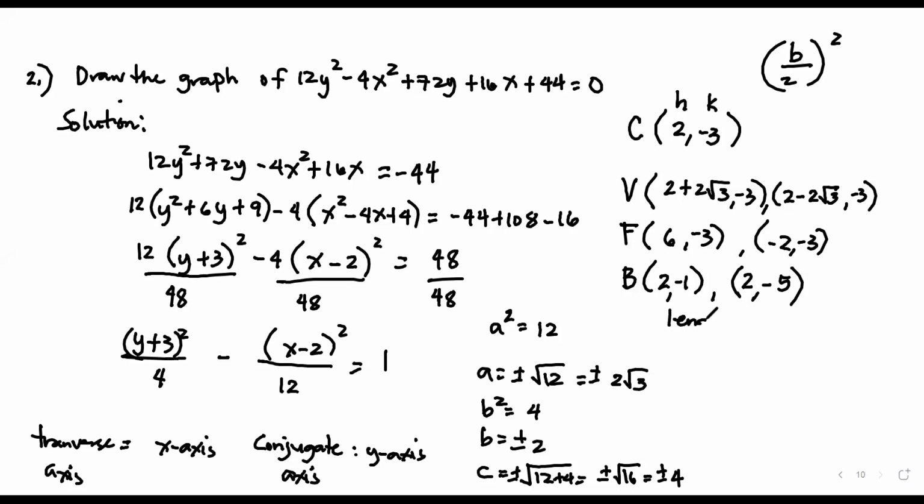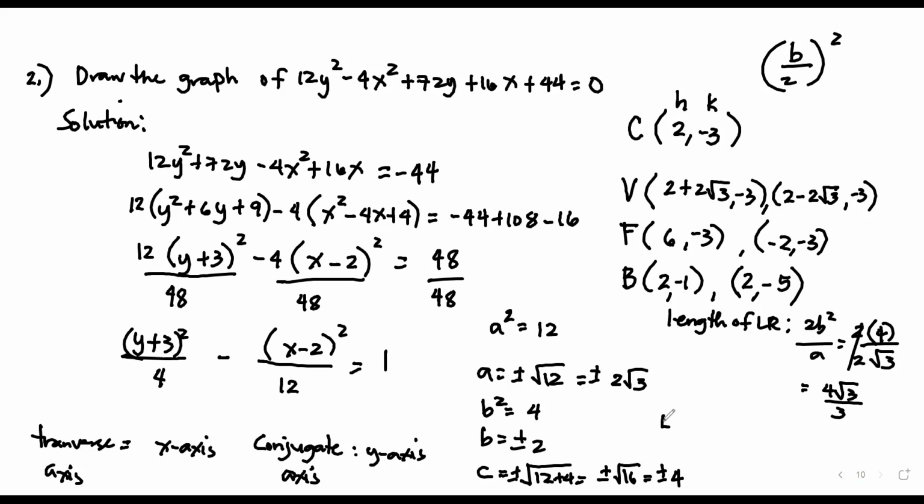The length of the latus rectum is 2b squared over a. 2 times 4, over a, which is 2 square root of 3. So we will have 4 square root of 3 over 3.